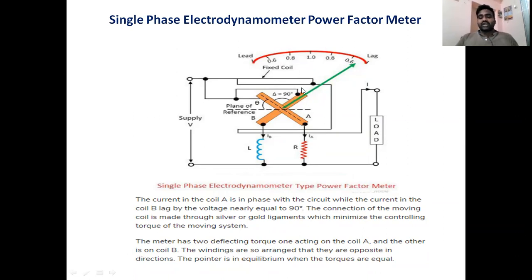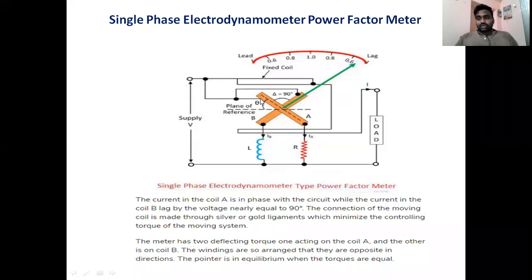The meter will have two deflecting torques: one is the deflecting torque produced by coil A, and another is the deflecting torque produced by coil B. So we have to place the windings of the two coils in an opposite direction, such that the pointer will move on a uniform scale in an equal dimension.